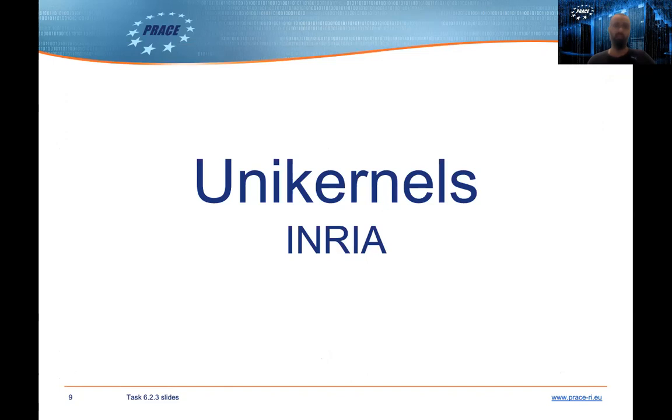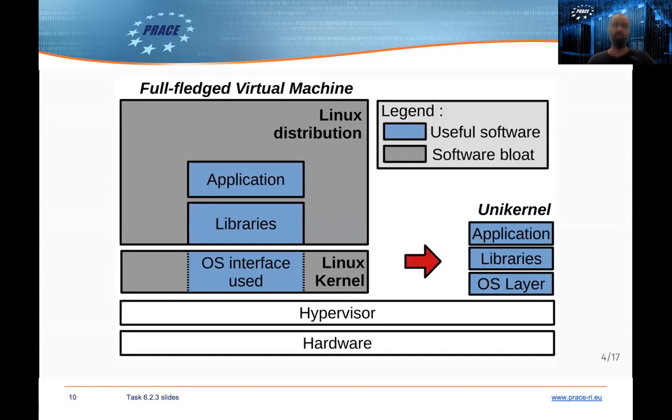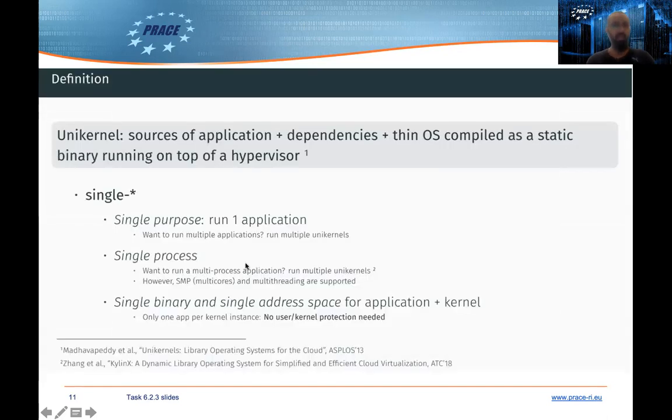Another technology that we worked on in this service for HPC is Uni Kernels. Uni Kernels are different from virtual machines and different from containers. They have both advantages. The advantage of lightweight, so it does not contain all of the software bloat of the virtual machine. It contains only what is necessary for the application, no more binaries, and for the kernel, not the whole Linux kernel, but just a very thin OS layer. It's single purpose: run one application, single process, and single binary.